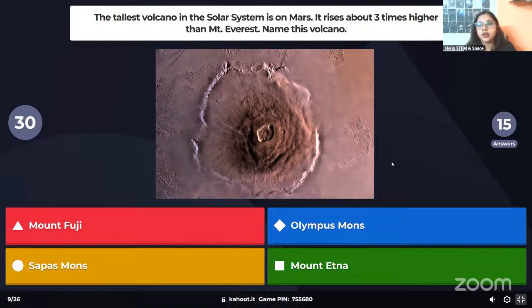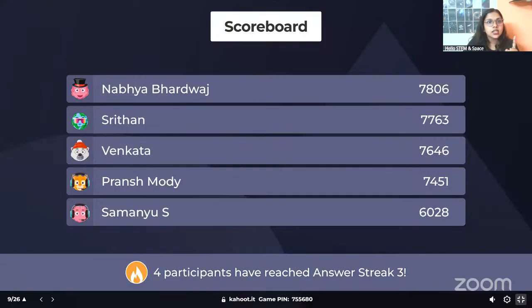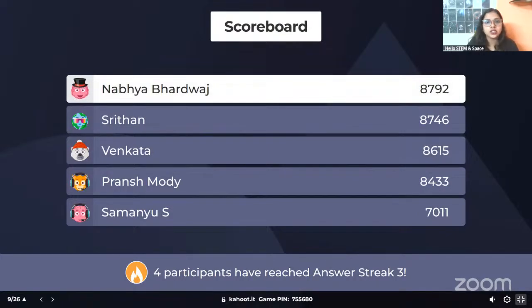Let me see, everyone, please quickly give the correct answers. It's actually a little tricky question, I know, but is it Mount Fuji, Olympus Mons, Tapas Mons, or Mount Etna? Yes, I can see all of you gave the answers, lock your answers. So let's quickly see the correct answer. Yes, and mostly all of you gave the correct answer. It's actually Olympus Mons. So Olympus Mons is the tallest volcano in the solar system, which is situated on Mars. So again, there is no change in the scoreboard.